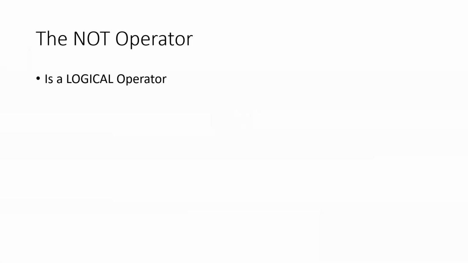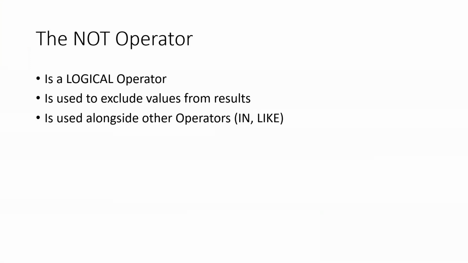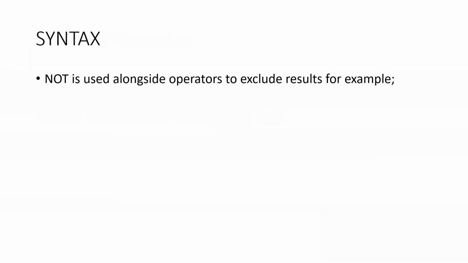NOT operator. This is a logical operator and it's used to exclude values from results. So you usually use it alongside other operators such as IN and LIKE. NOT is used alongside operators to exclude results. For example, NOT LIKE, which would use LIKE that.